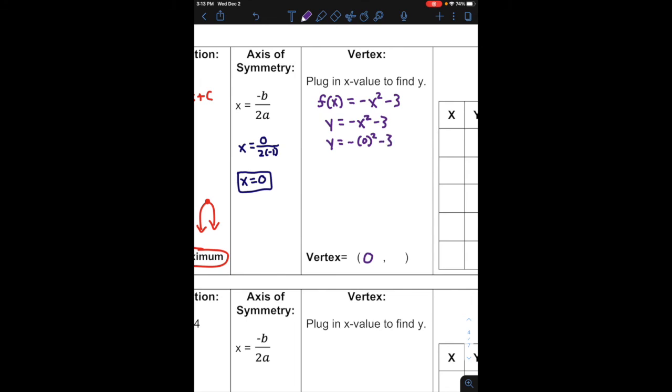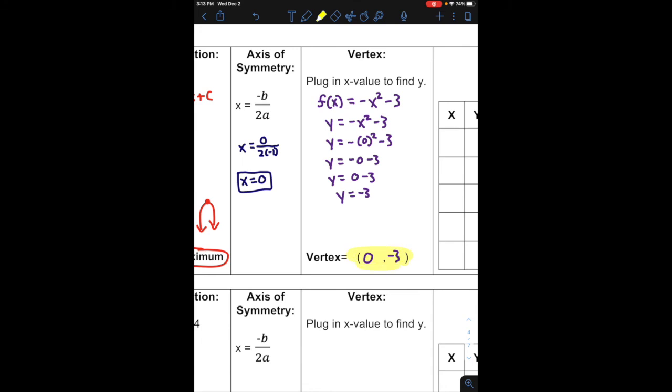And when we simplify, you have to do the exponents first. We're going to use the order of operations. 0 squared is 0. And then we'll be left with negative 0 minus 3. Since negative 0 is 0, we have 0 minus 3, and we find that y is negative 3. Our vertex is the ordered pair 0, negative 3.